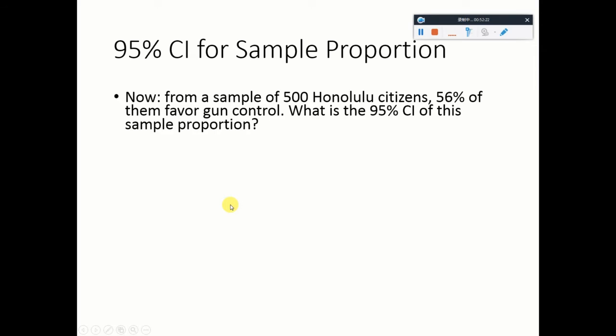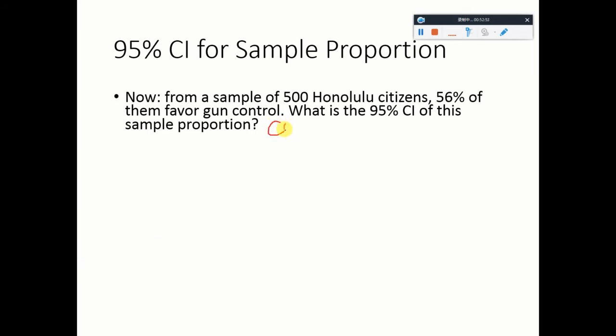All right, so now let's repeat this exercise from a sample of 500 Honolulu citizens. 56%, now it's not 54, but 56% of these 500 people favor gun control. Now, what is the 95% confidence interval of the sample proportion? Okay, so we can do the calculation together.